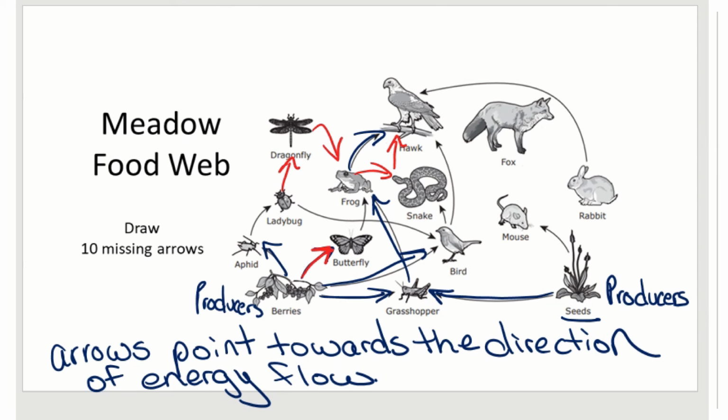Let's keep going. We need 5 more to go. Now, we know that the snake can get eaten by a hawk. The hawk can also eat birds, but the hawk can also eat mice. So this mouse can get eaten by the hawk. The mouse can also get eaten by the fox. The bird can also get eaten by the fox. And the rabbit can also get eaten by the fox. Now, what else do rabbits eat? Well, rabbits, we know, consume producers.